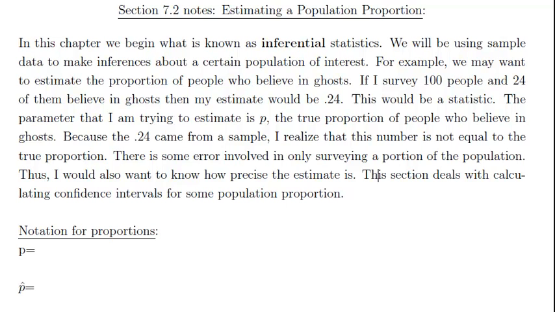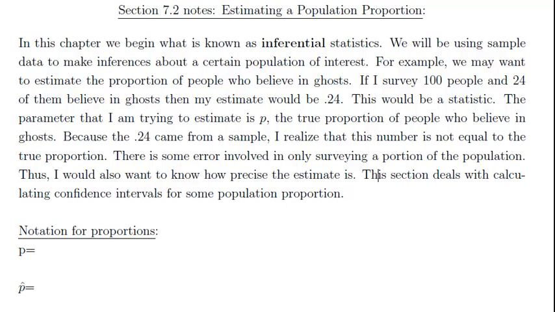So for instance, if you surveyed 100 people and 24 of them believe in ghosts, the estimated proportion would be 24 divided by 100 or 0.24, and that's a way to summarize categorical variables. The next thing we're going to do is confidence intervals for means, and that'll have different notation.